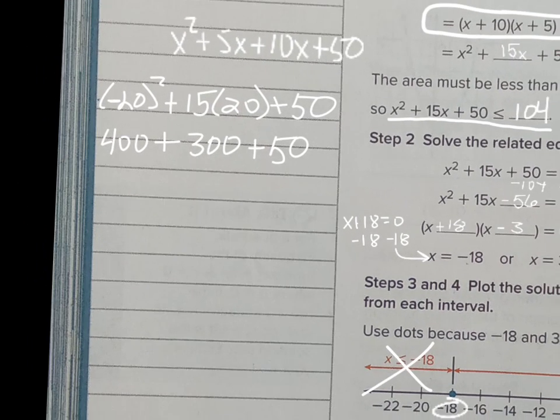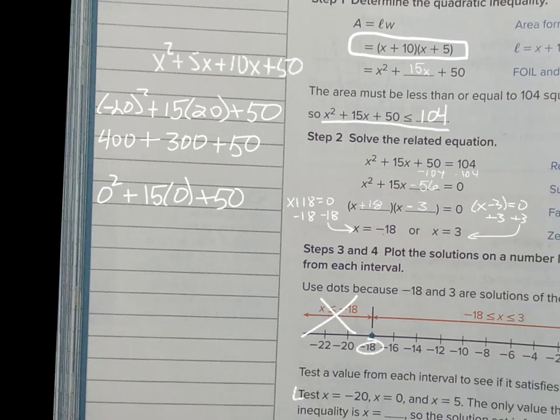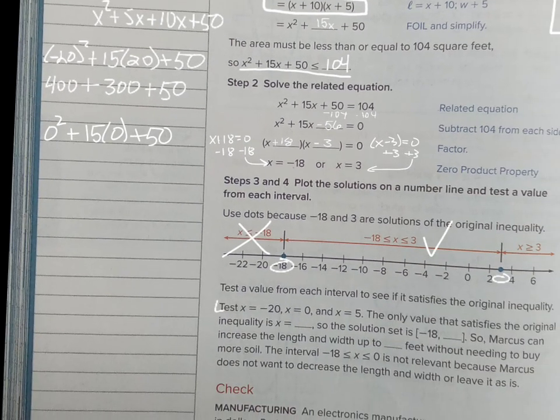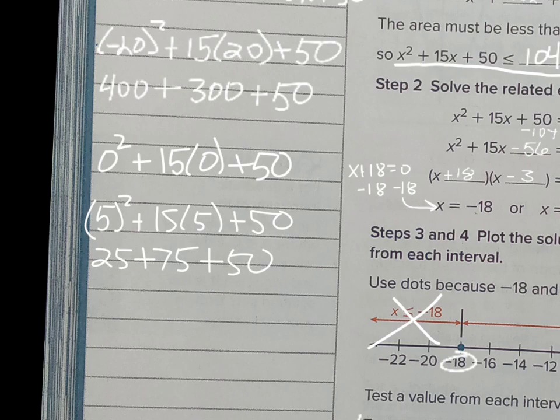All right, same inequality that we're testing in. 0 squared plus 15 times 0 plus 50. Is that going to be less than 104? Yes. Okay, so then we know so far that at least there's going to be some solutions. We want to make sure that's the only way, so we take 5, square it, multiply 5 and 15, add 50. So that's 25 plus 75 plus 50. Is that going to be less than 104? No.